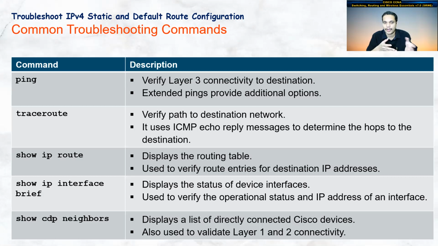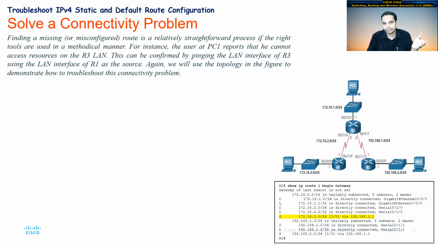And finally, there is another command called show cdp neighbors. This is Cisco's Discovery Protocol. It displays a list of directly connected Cisco devices. This is also used to validate the layer 1 and layer 2 connectivity. These are all the different commands that are there to help us understand what the problem is and also to troubleshoot that particular issue. So this is a simple scenario which is given here. Finding a missing or misconfigured route is a relatively straightforward process if the right tools are used in a methodical manner.